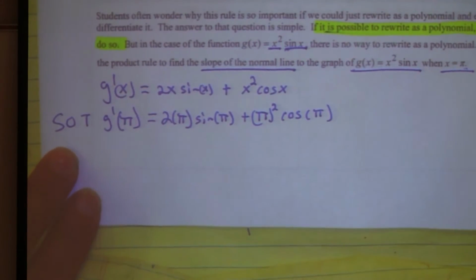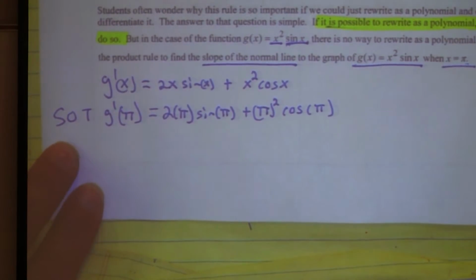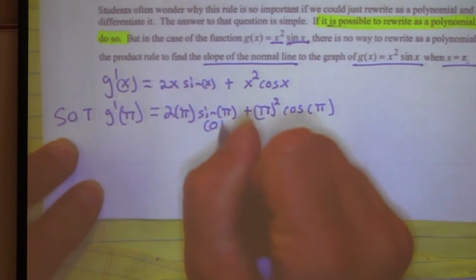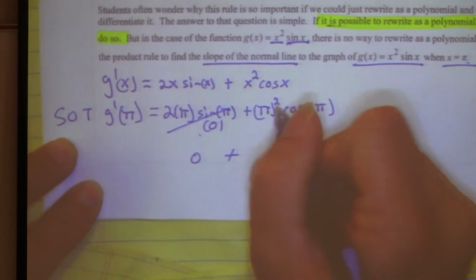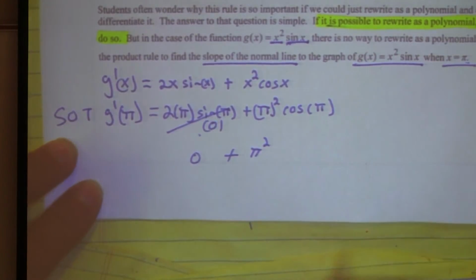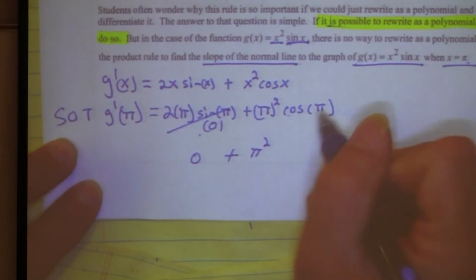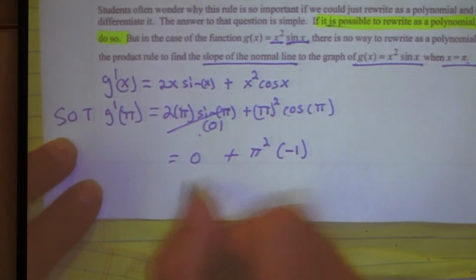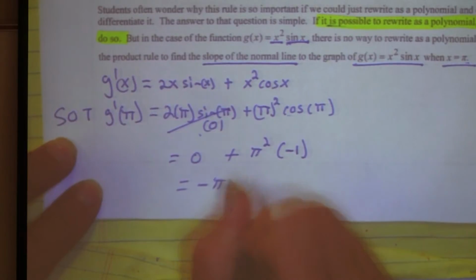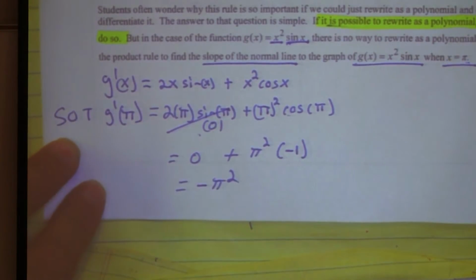What's sine of pi? 0. So 0 times anything is what? 0 plus, what's pi squared? Pi squared. What's cosine of pi? Negative 1. So what do we ultimately end up with here? Negative pi squared. So that's the slope of the tangent line.